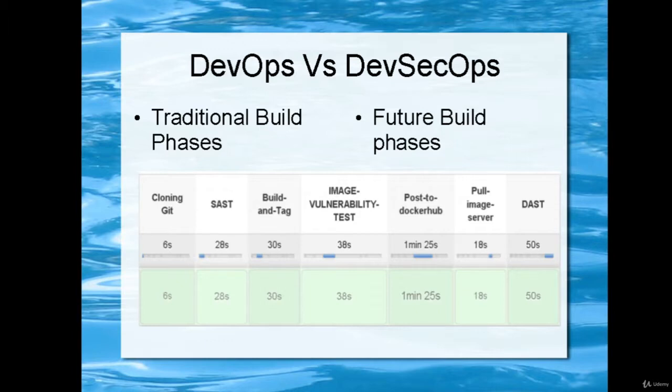SAST is the static analysis of the code introduced here. Image vulnerability test I am doing for checking the Docker images being created, and DAST is the dynamic analysis test done here, which is based on the request and response model. Traditional DevOps will not have this SAST, image vulnerability test and DAST phase. It will maybe have git cloning, build and tag, post to Docker Hub, pull image from server and make the containers up and running.